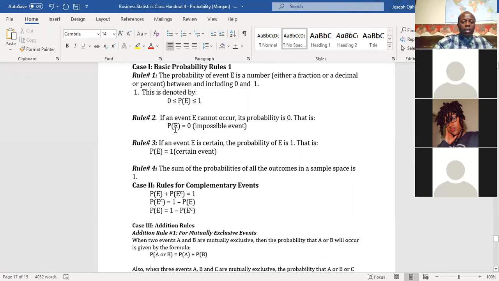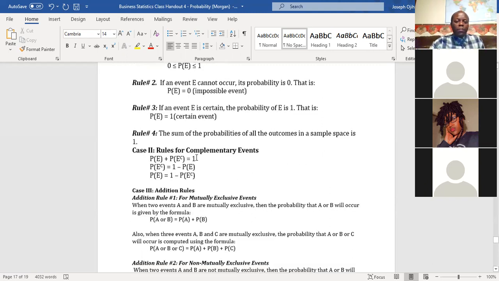The second rule is this: if an event E cannot occur, its probability is 0. So the probability of an impossible event is 0. A good example is getting a 7 on a single 6-sided dice, which is not possible, so it's an impossible event. The third rule says if event E is certain, then the probability of E is 1. A good example: all things being equal, the probability that I will wake up tomorrow is 1. It's 100% sure.